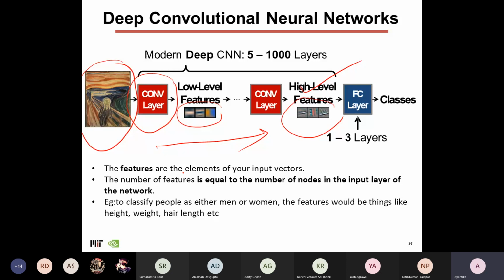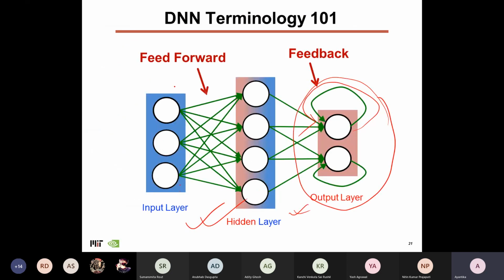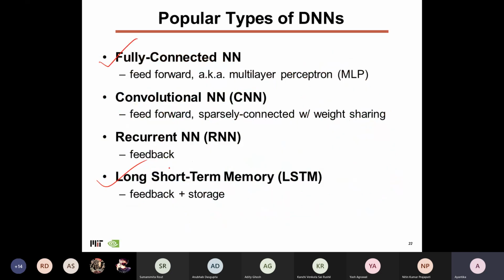But come back to this as of now. We were talking about how features are the elements of your input vectors. The number of features is equal to the number of nodes in the input layer of the network. That means when we think about this type of input layer, the number of nodes present is basically the number of features.